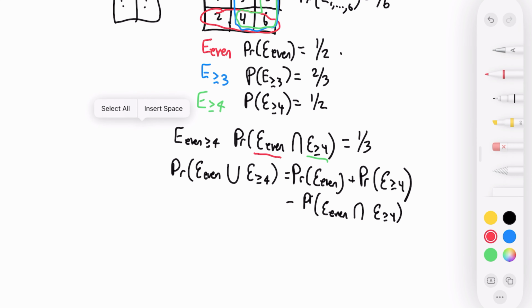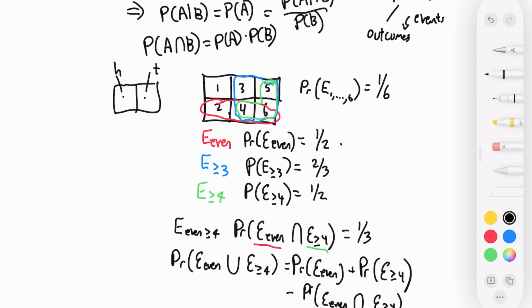And of course we can substitute these in. This is equal to 1/2 plus 1/2. And then we're basically going to minus what we got before, 1/3. So we have, getting a common denominator, 3/6 plus 3/6 minus 2/6. So this equals 4/6, or 2/3.